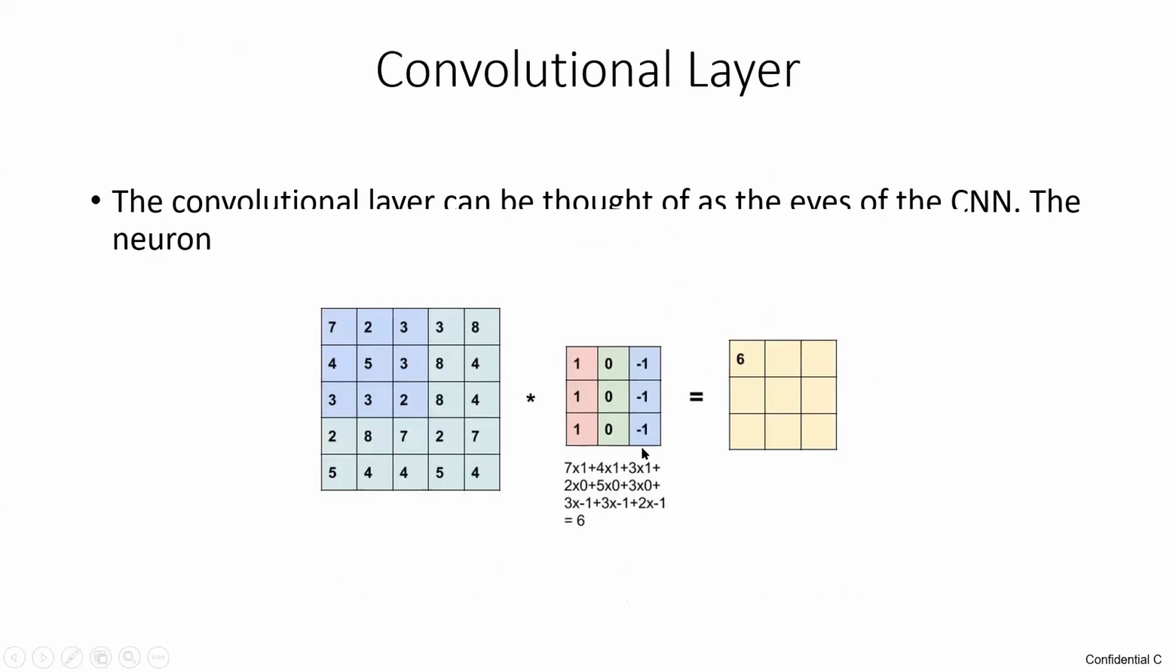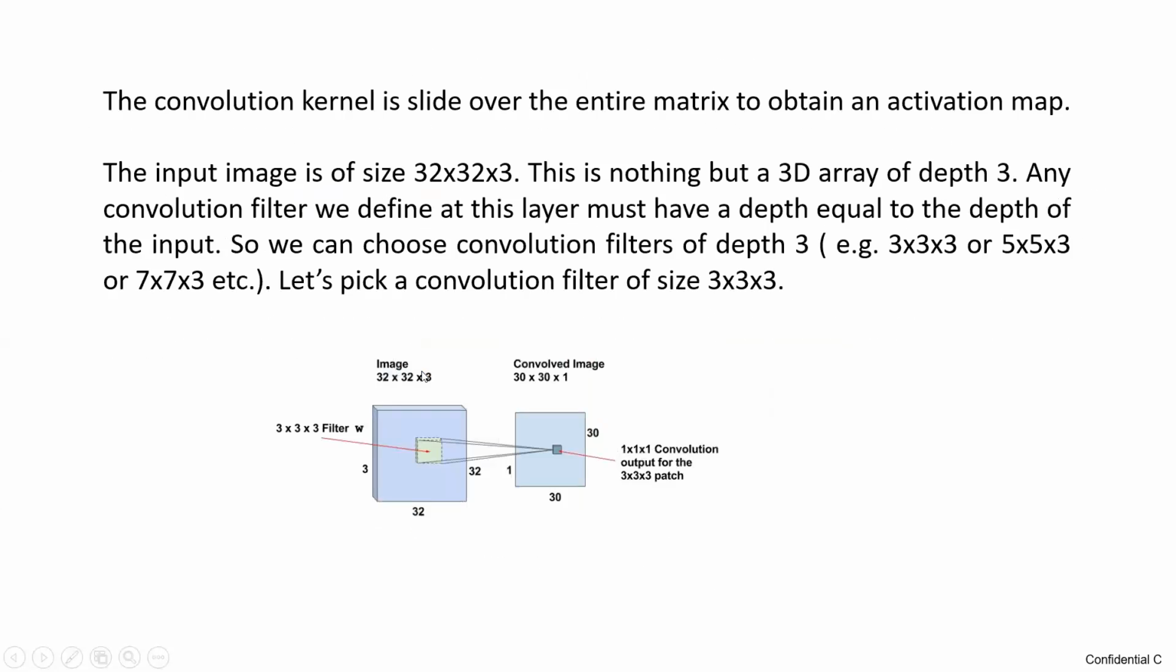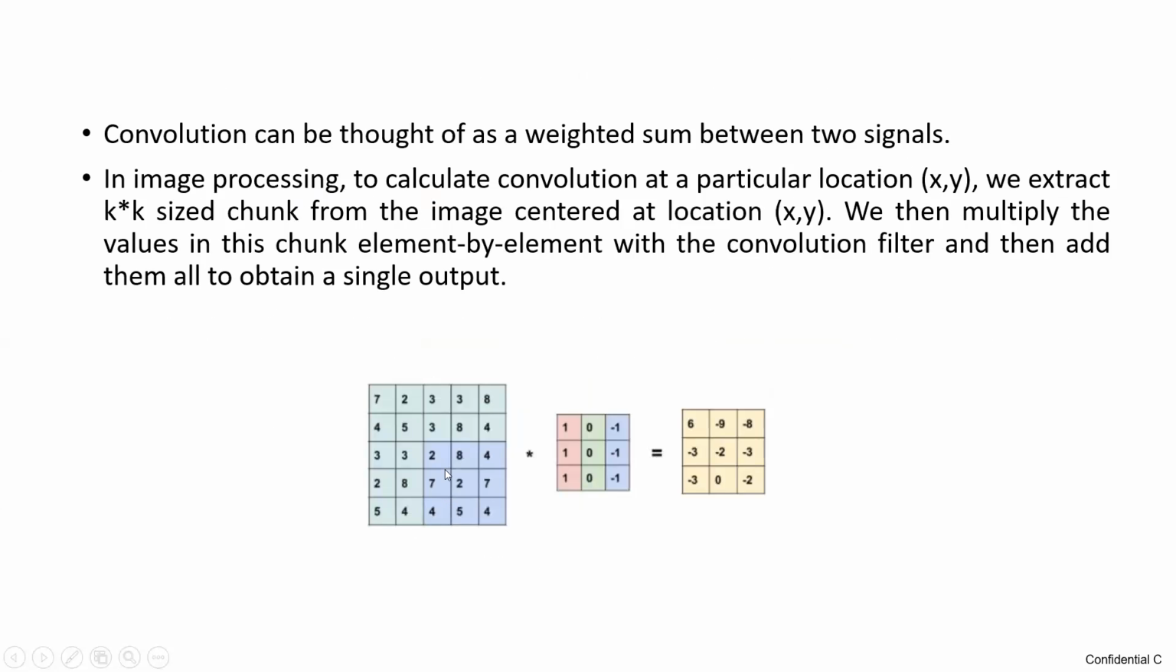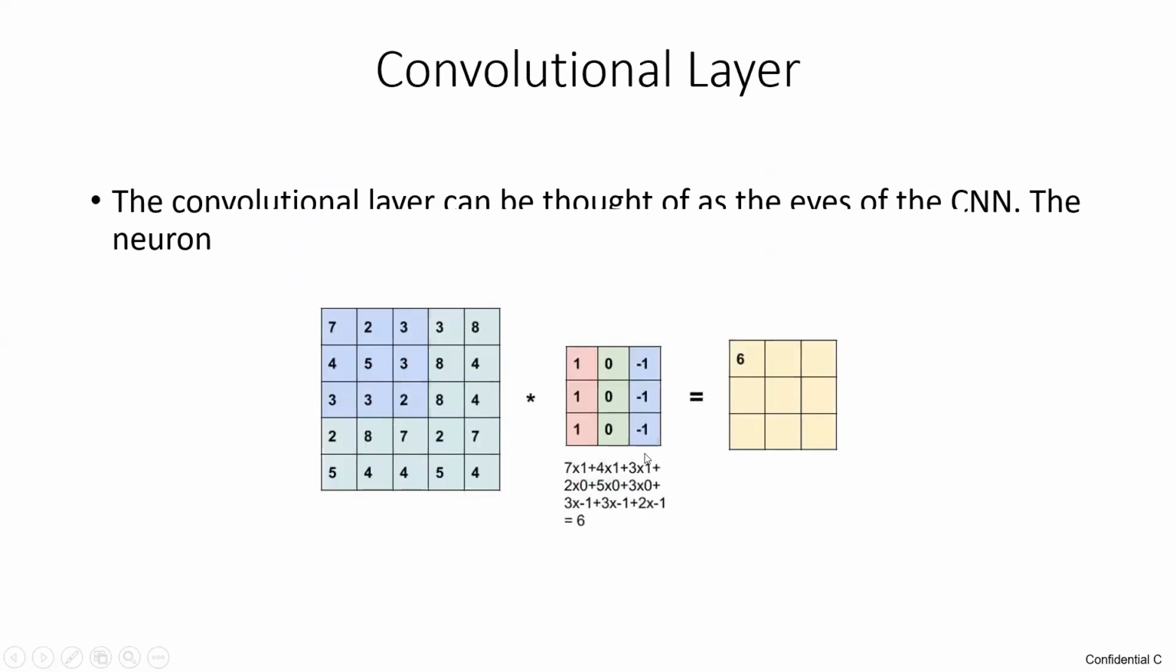These are simple calculations of how the convolutions happen. So here you have 7 into 1 plus 4 into 1 plus 3 into 1, then 0 into 2, 0 into 5, and 3 into 0, and minus 1 into 3, minus 1 into 3, 2 into, sorry, 2 into minus 1. So you sum up and you will get a single value here, which is 6.